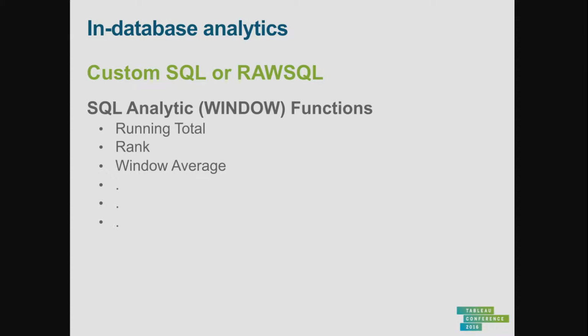And there are several functions. They're called SQL analytic or window functions, if you wanted to Google them. And many databases offer them, from Oracle to Vertica to SQL Server to Postgres. So you can go look it up to learn more about them. And you can do things like running totals and lookups and ranks and window averages, et cetera.